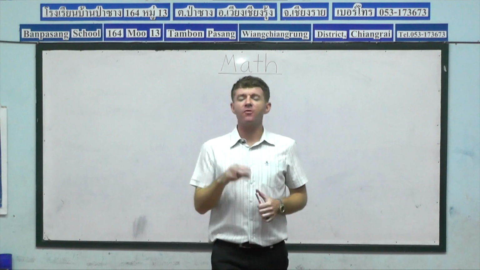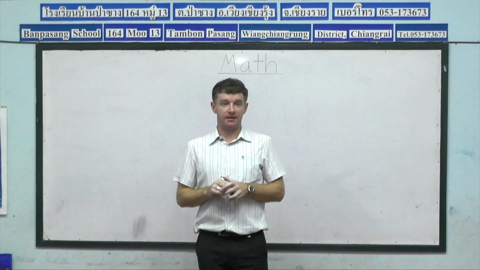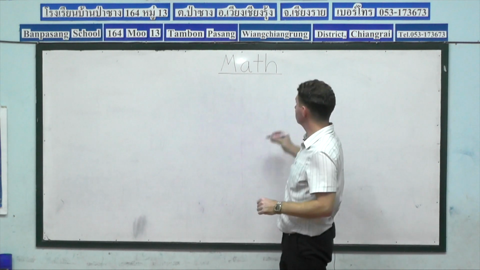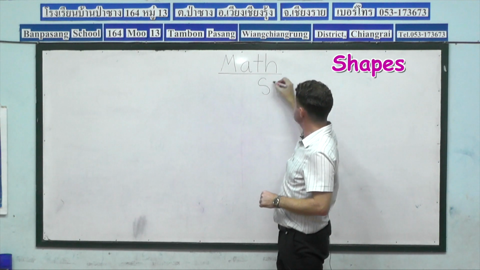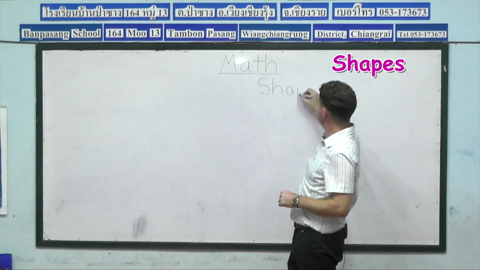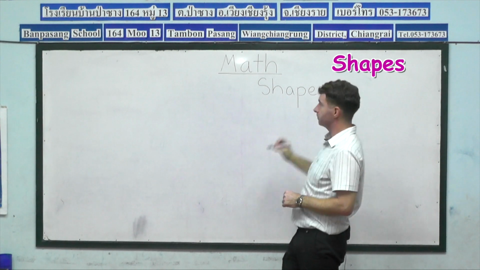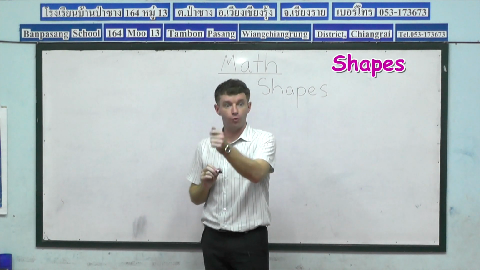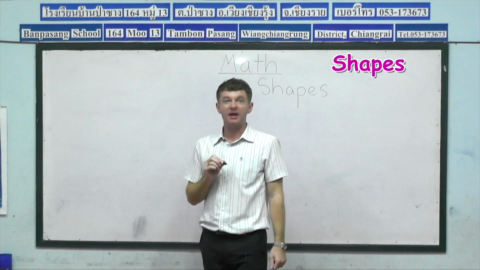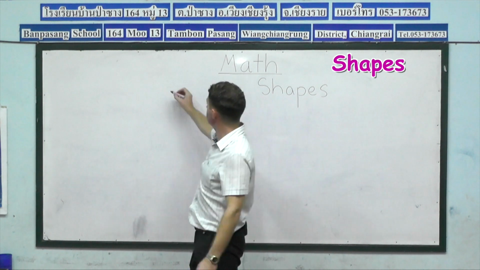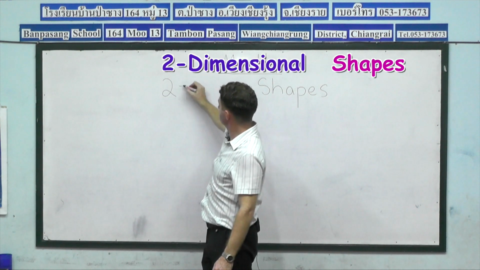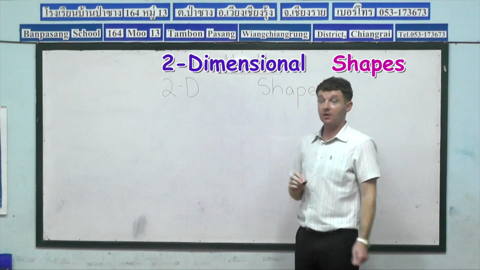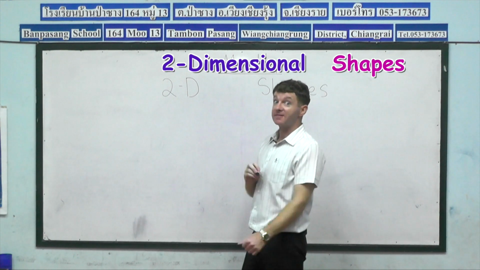So who can tell me, what have we been learning about in math class recently? What type of objects? Shapes. Excellent. How do we spell shapes, guys? S-H-A-P-E-S, shapes. And what type of shapes have we been learning about? 2D shapes. Okay, so let's do a quick recap of some 2D shapes. First of all, 2, and then D. And who can remember what D stands for? Dimensional.